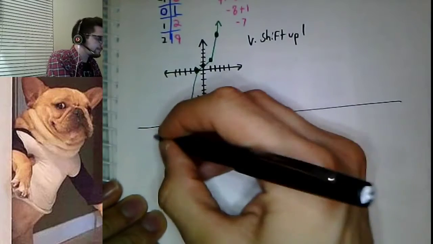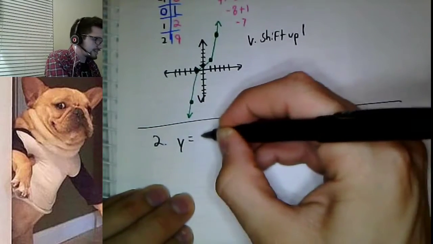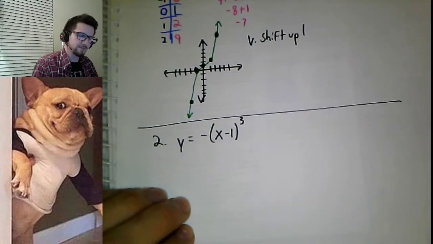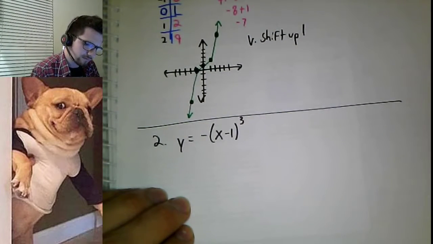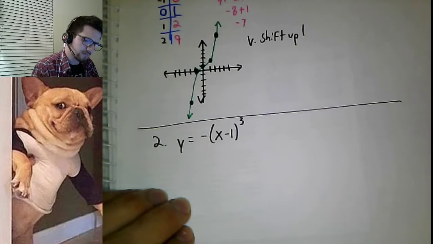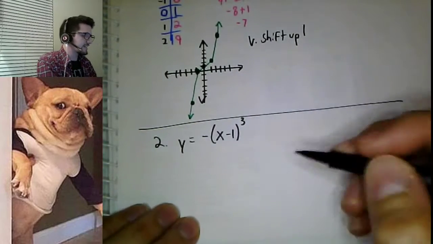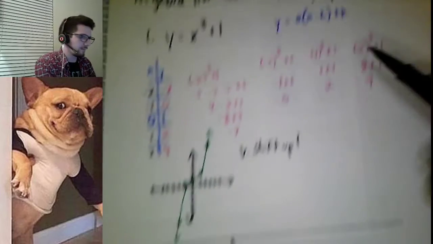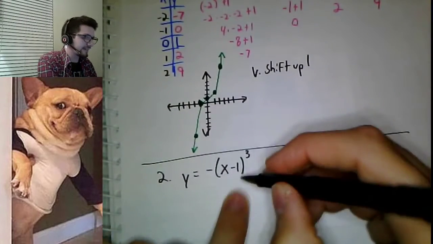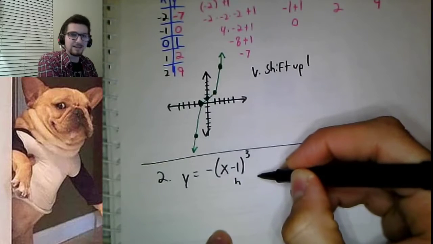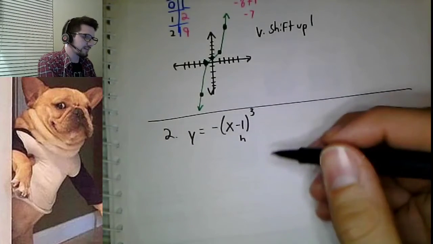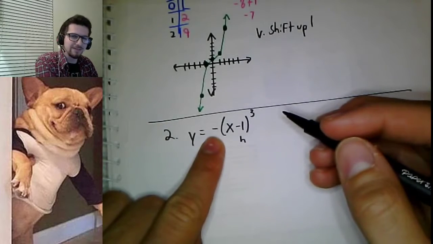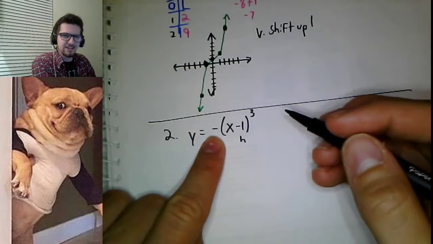Let's look at number 2. Number 2 was y equals negative x minus 1 cubed. Looking at my original problem right up here, do I have an h? Yes, I do. Do I have a k? No, I don't. So I already know that. Do I have an a? No, I don't. Do I have a negative? Yes, I do. So that's going to change the shape.